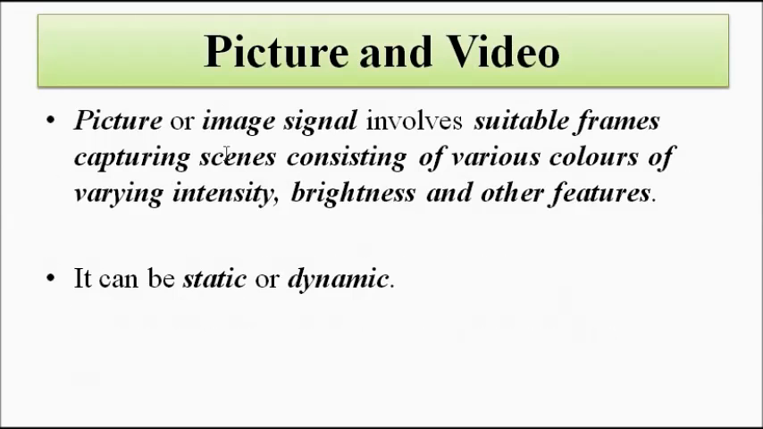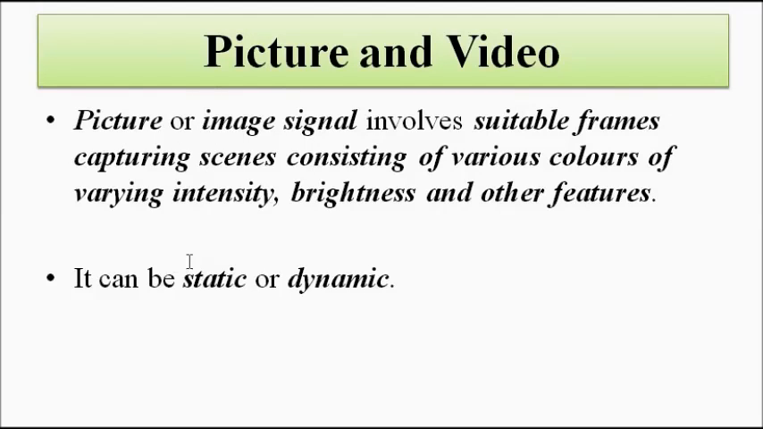And then we have the picture and video signals. Picture is two-dimensional and video is three-dimensional. A picture or image signal involves suitable frames capturing the scenes consisting of various colors of varying intensity, brightness, and other features, which we have already discussed in television engineering. You can check out there, we have discussed in detail various image characteristics. You can check out that playlist related to television engineering.